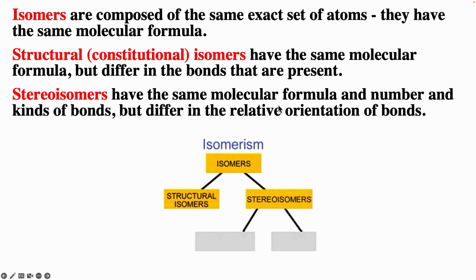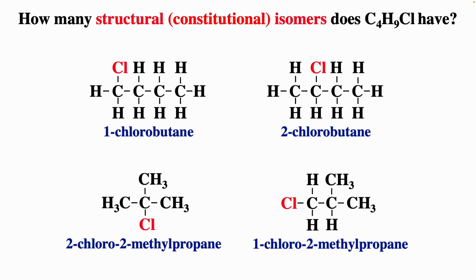And so structural isomers, you have the same exact set of atoms, but different types of bonds. Now the different types of bonds can be a little bit confusing. This carbon here is different than this carbon because this one's at the end. And so that makes this carbon-chlorine bond a little bit different than this carbon-chlorine bond because these 2 carbons are not equivalent. Now these 2 carbons are equivalent.